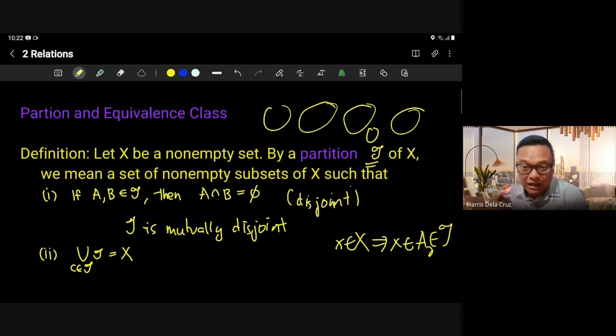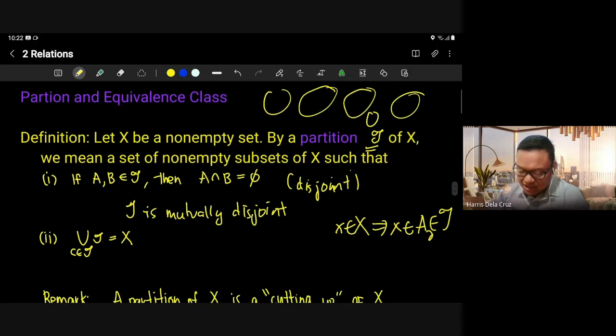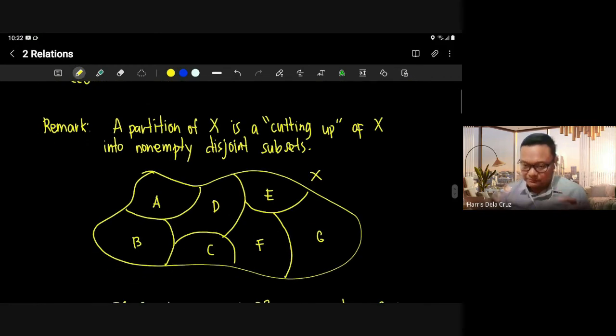At kada dalawang distinct element of the partition, walang common na element ng X doon sa dalawang subset na yan. Okay? So that's what we mean by a partition. Ibig lang sabihin, a partition is really nothing but a cutting up. Parang hiniwa-hiwalay mo lang yung X into non-empty disjoint subsets. Okay? So, yun yung ibig sabihin ng partition. Pag hiwa-hiwalayin mo lang siya into non-empty subsets.